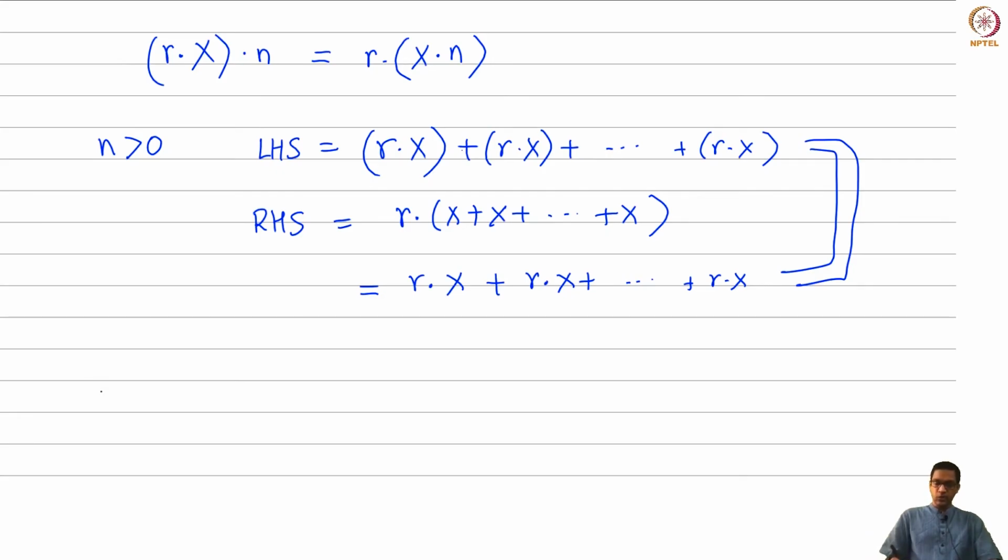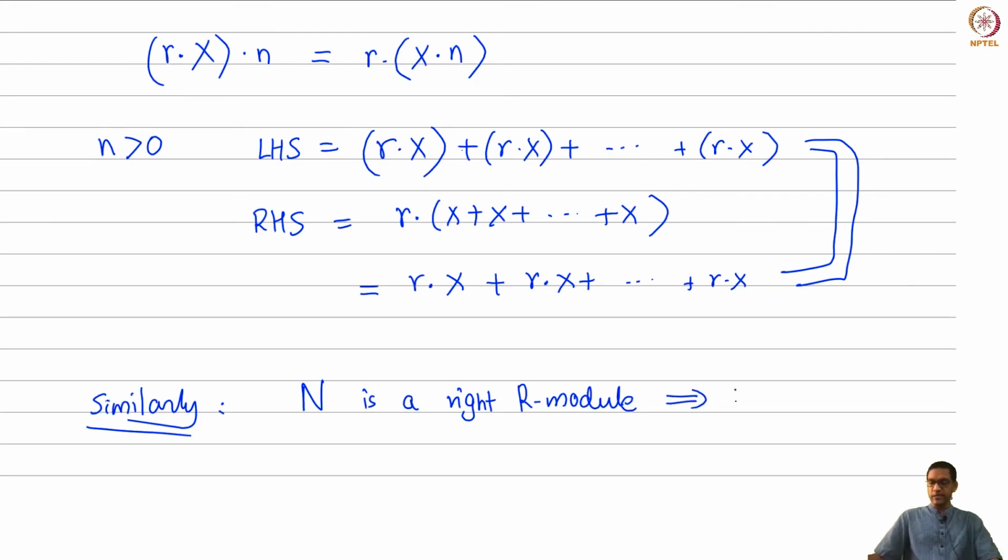I should also add, similarly, if N is a right R module, so there's a right action of R, then you can still think of it as a Z-R bimodule. You can think of it as a bimodule by just making the left ring into Z. So same definition here.